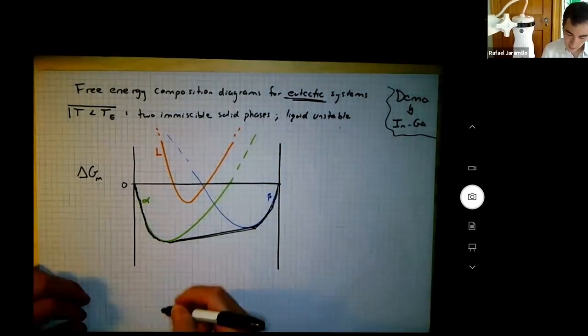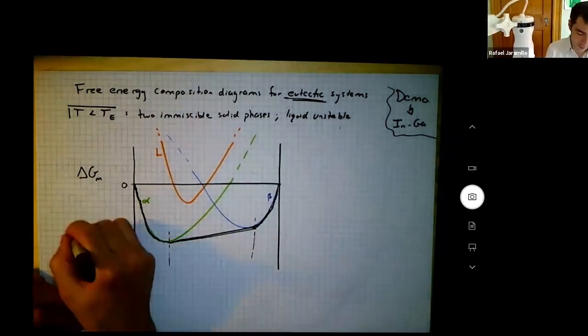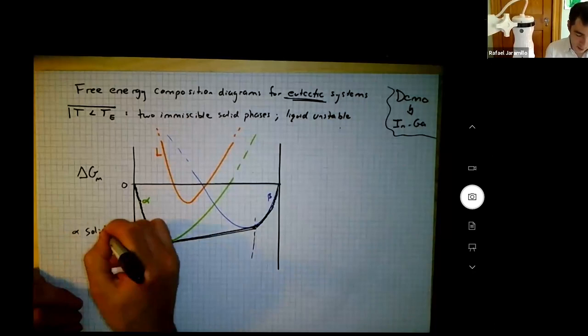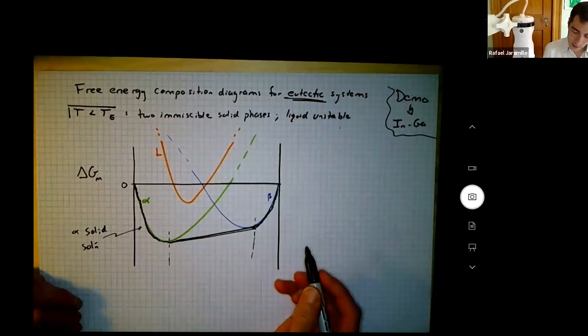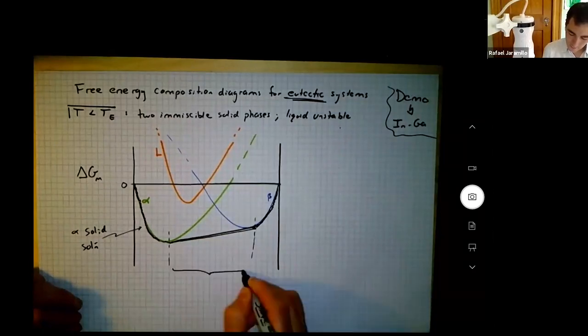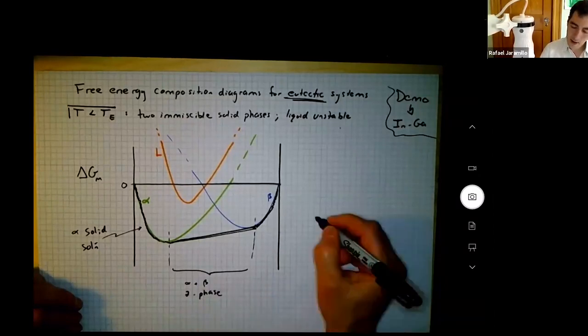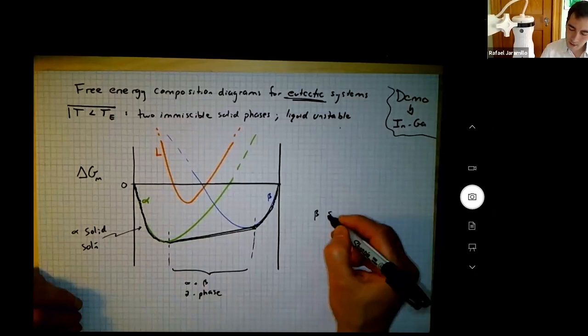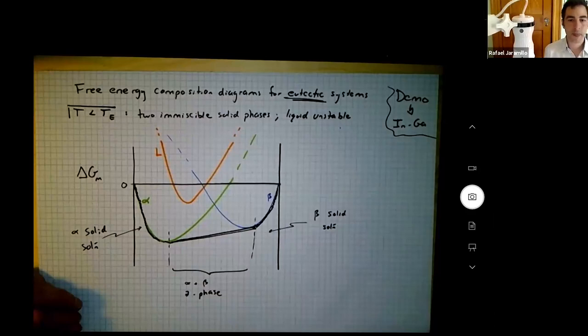Here are my points of common tangency. So in this region, I have an alpha solid solution. In this region, I have alpha and beta two phase. And in this region, I have beta solid solution. Beautiful. Let's move on.